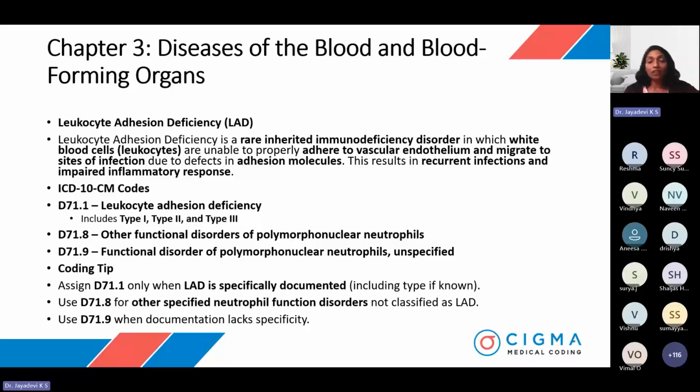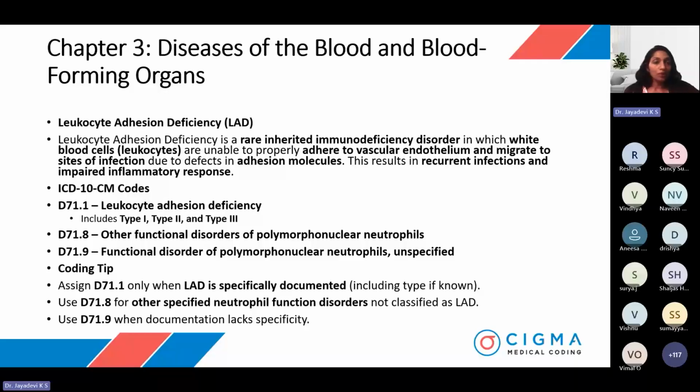Leukocytes are our first defense mechanism in the body. They have to reach the vascular endothelium, the region where the infection or the inflammation sets in. But due to this deficiency, leukocytes are unable to reach that region. So recurrent infections and inflammation occur.